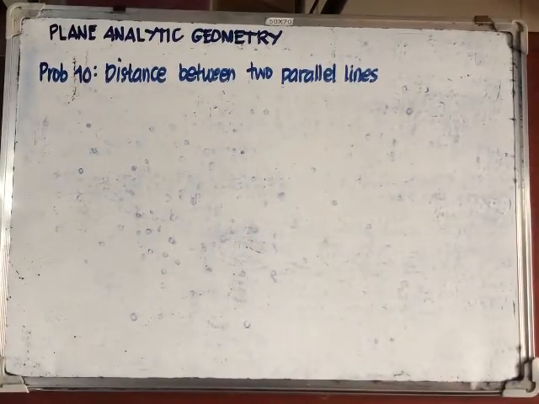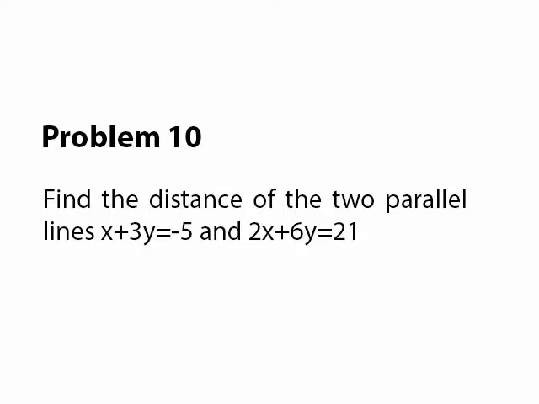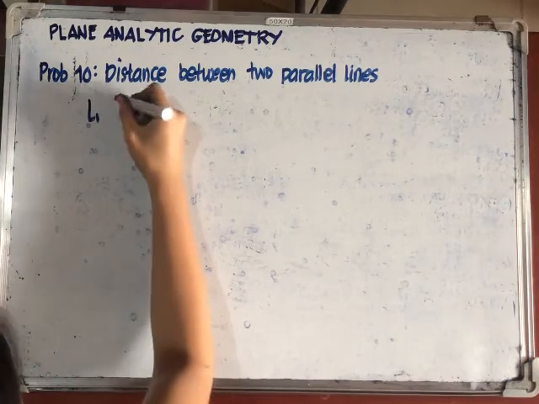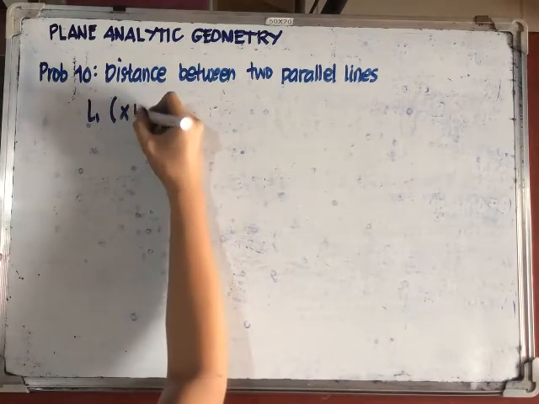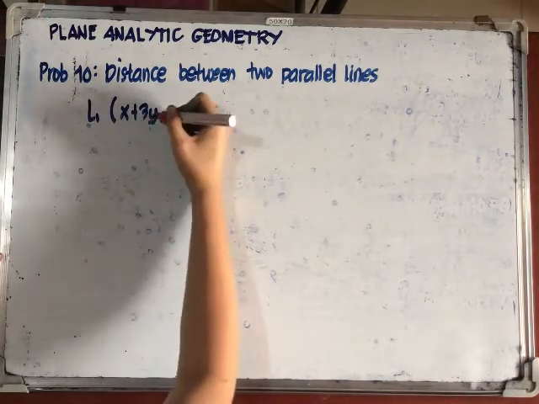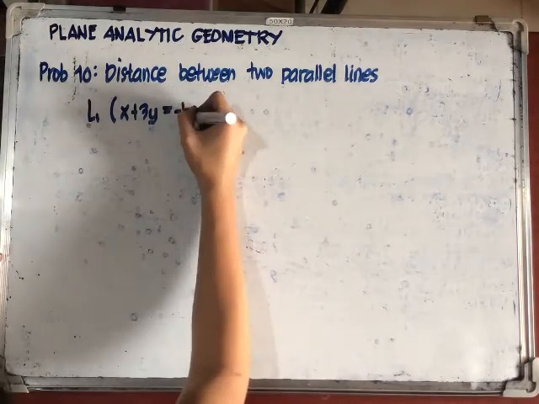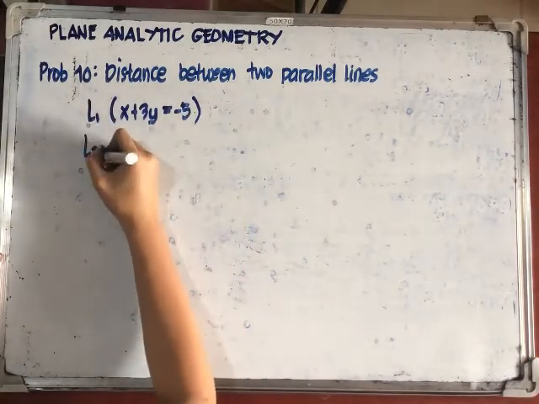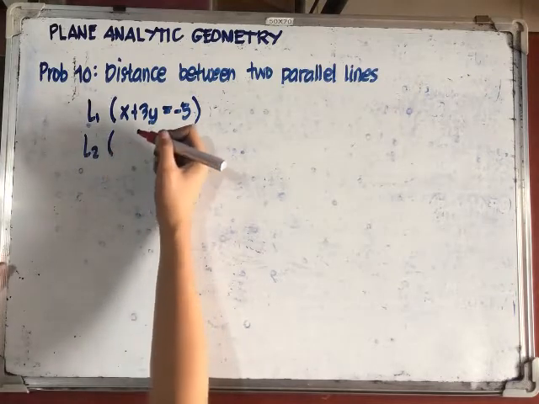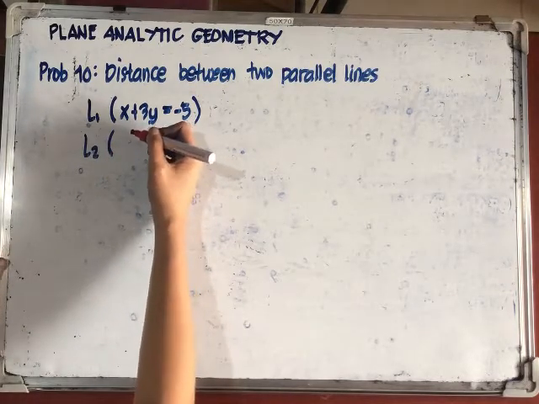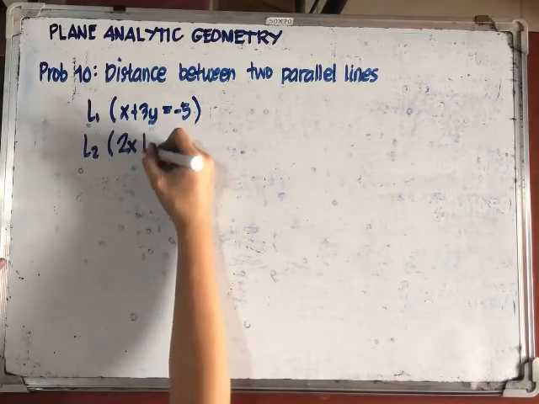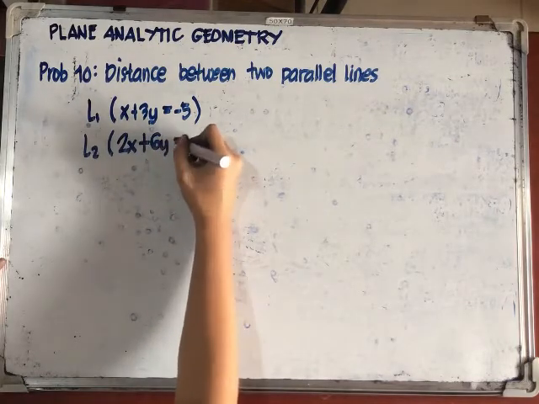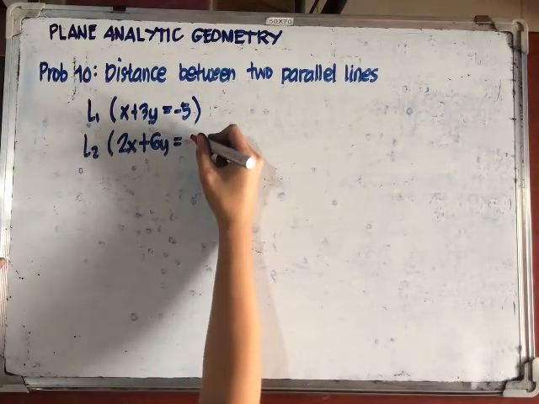Problem number 10, we need to find the distance between two parallel lines, x plus 3y minus 5 and 2x plus 6y equals 21. So we have line 1, x plus 3y equals negative 5. We have line 2, this is 2x plus 6y is equal to 21.